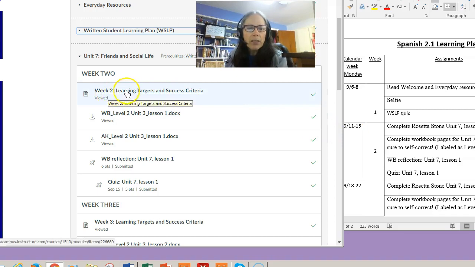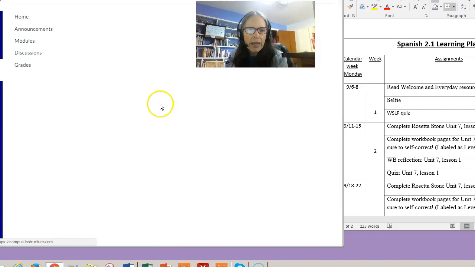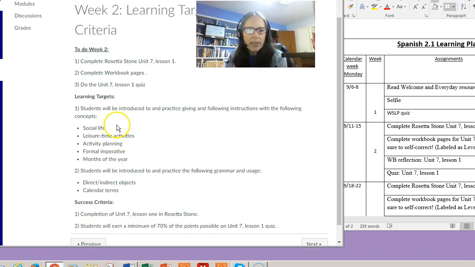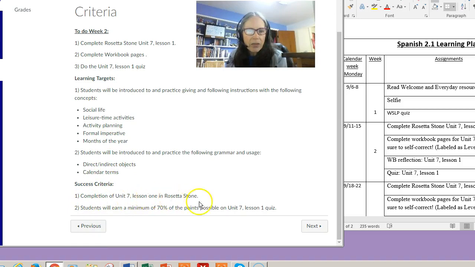Okay, so notice that in each week I write in learning targets and success criteria. It's really important to go in and look at those, okay? That's going to tell you what I expect you to learn and how I expect you to show that you learned it. So in this week, this is the Rosetta Stone, the workbook, and the quiz. These are the concepts you'll be going over, and these are the grammar things, and this is how you can show me that you've done what I asked, that you've completed all of lesson 1 in Unit 7, Rosetta Stone, and that you earned at least 70% on any quizzes. Okay?